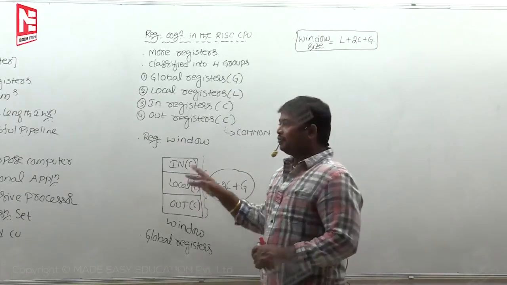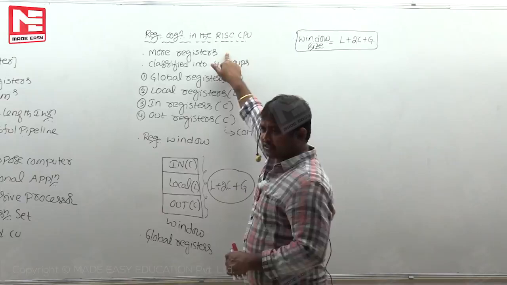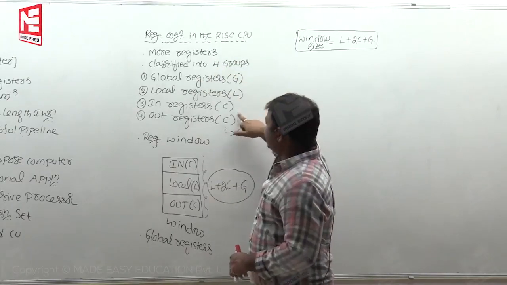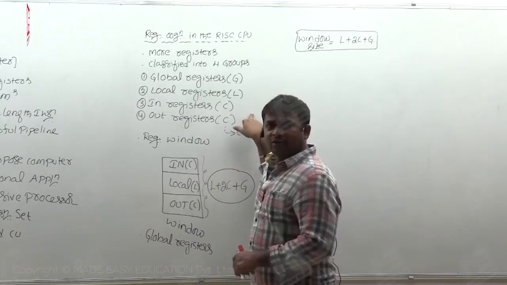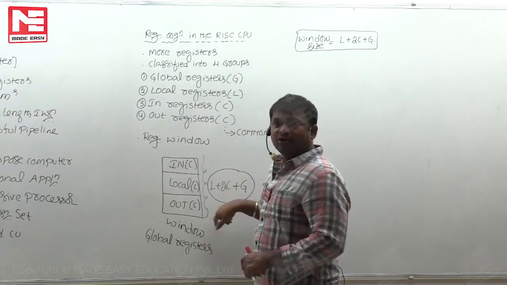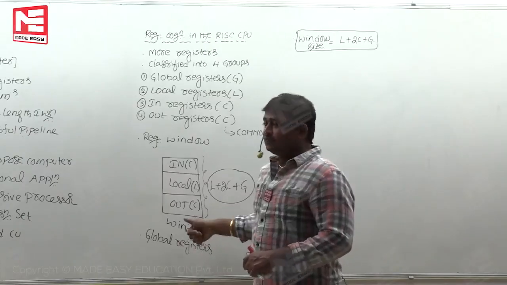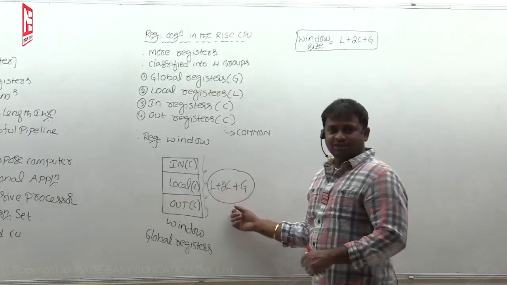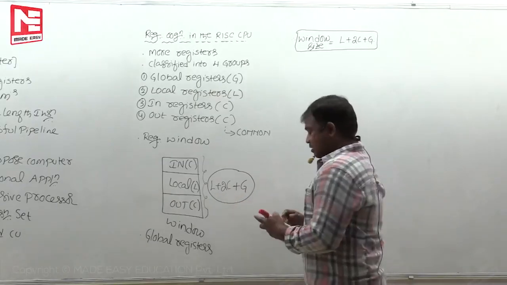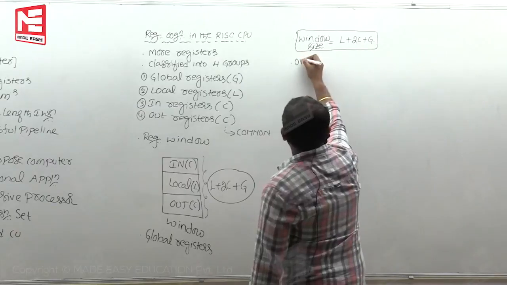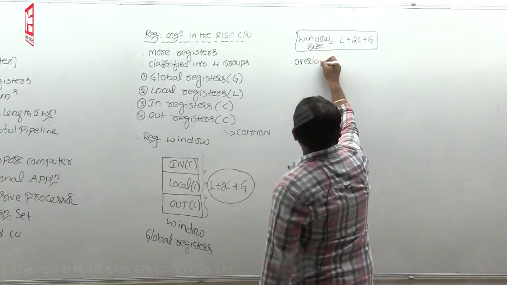In that architecture view, the system supports many registers classified into 4 groups, named global, local, in and out. By grouping local, in and out, we form the window. In that window, global registers are also accessible. Therefore, the number of registers present in the window is L plus 2C plus G. Is it clear? Okay. Next point is, in the RISC CPU, register windows are organized in an overlapping order.